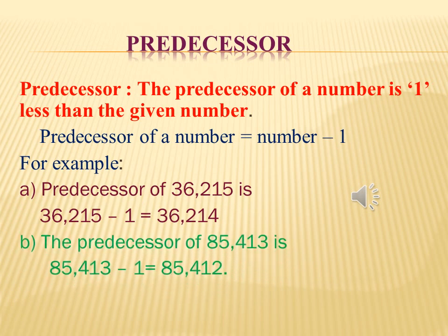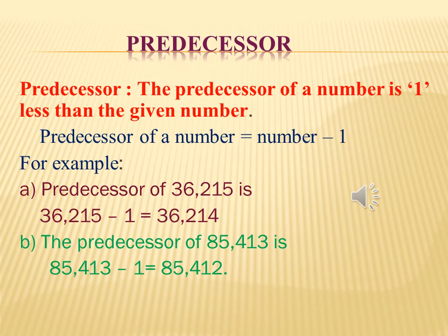Children, now let us recall what is predecessor. We already know that the predecessor of a number is the number which comes just before the given number. That is, to find the predecessor of any number, we have to subtract 1. For example, the predecessor of 36,215 will be 36,215 minus 1, which is 36,214.